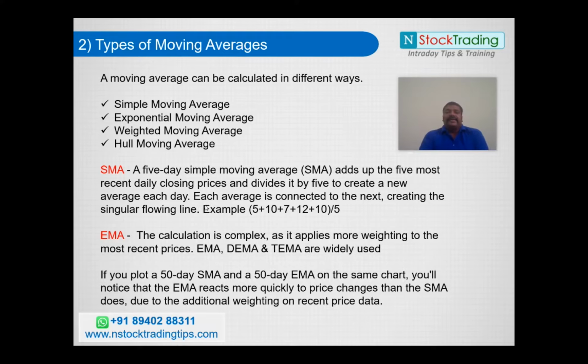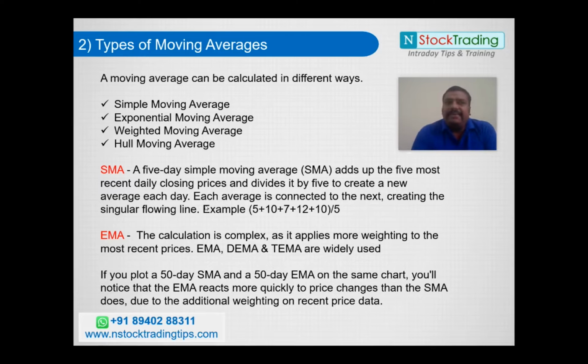Now, there is one more, which we call exponential moving average. This calculation is a little complex. It actually applies more weightage to the recent prices. So we have the simple exponential moving average, then the double exponential moving average, then the triple exponential moving average. That is, we get more weightage on the latest prices.